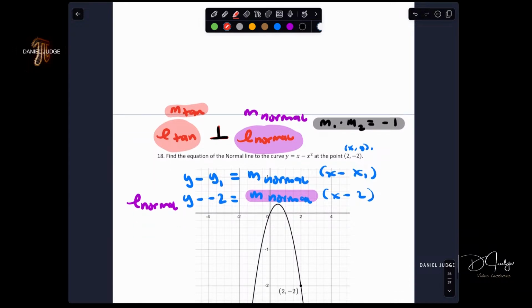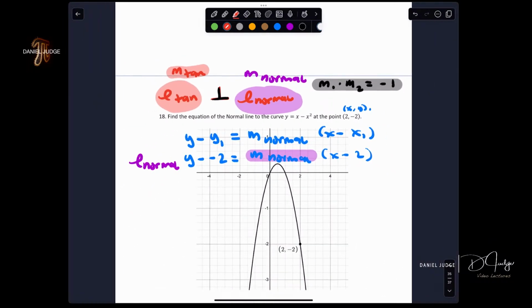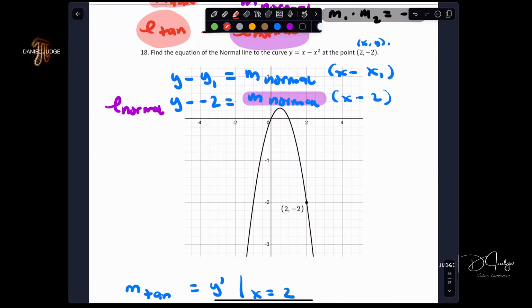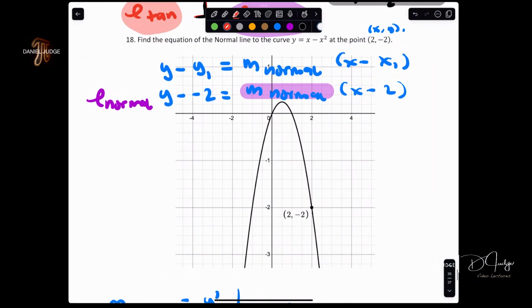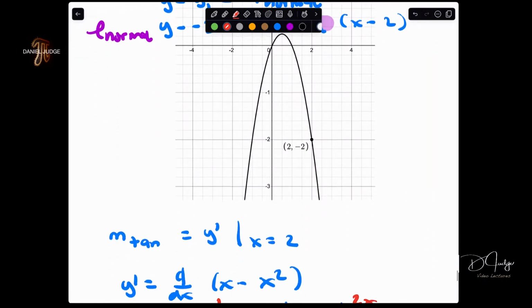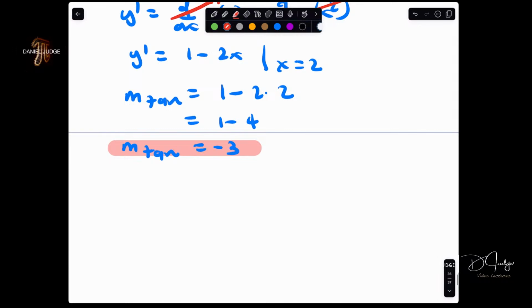So if he said to me, well, how do we handle this relationship of being perpendicular? Because a tangent line is perpendicular here. These lines will be perpendicular. So if I just want to note something here, I'm going to do this for you guys so you can see.